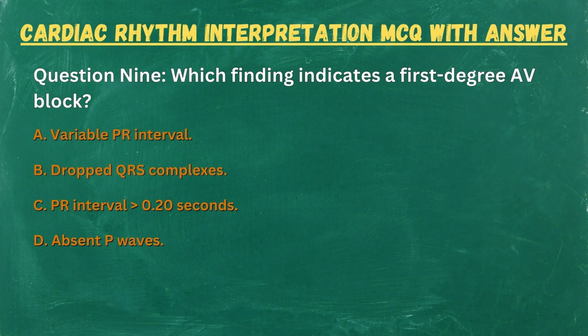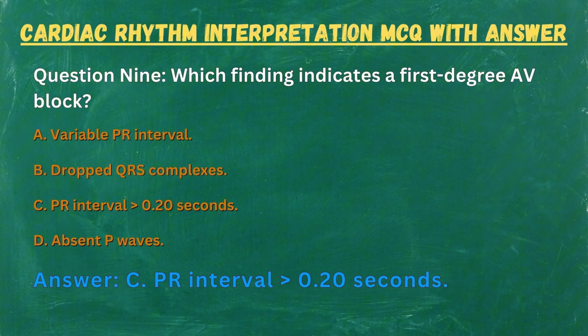Question 9. Which finding indicates a first-degree AV block? A. Variable PR interval. B. Dropped QRS complexes. C. PR interval greater than 0.20 seconds. D. Absent P waves. Answer: C. PR interval greater than 0.20 seconds.